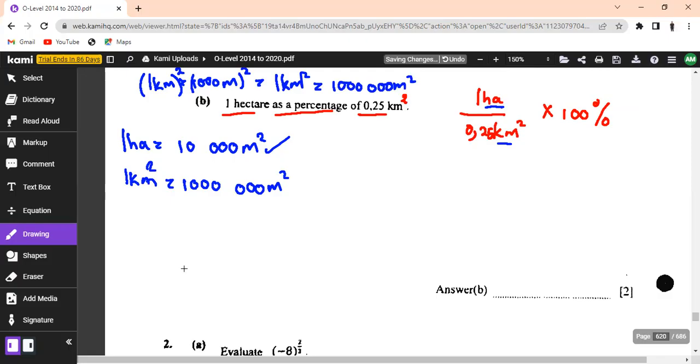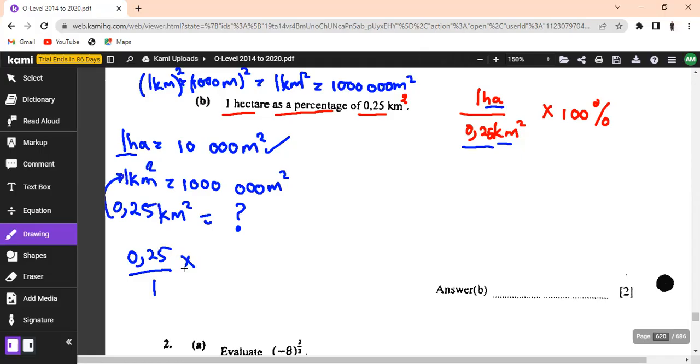So in this case, if 1 kilometer is 1 million square meters, what about 0.25? We are now asking ourselves, what about 0.25 square kilometers? What is it going to give us in square meters? Since we have expressed 1 hectare in terms of what? In terms of square meters. So definitely we have to multiply 0.25 over 1, so it's this divided by 1 here, multiply by 1 million. So you're going to multiply by 1 million square meters.